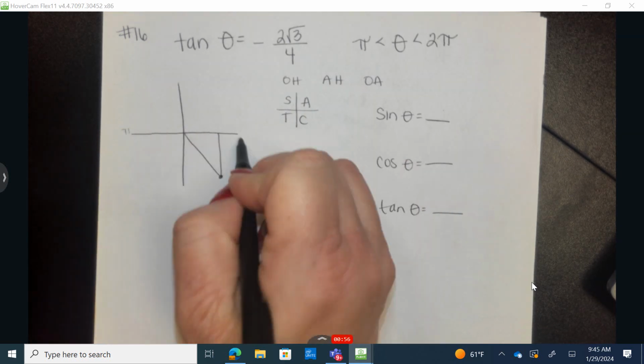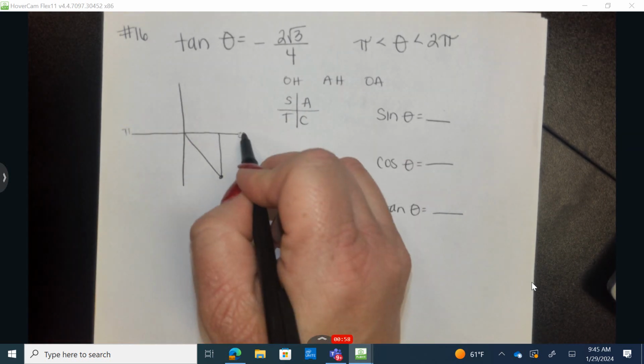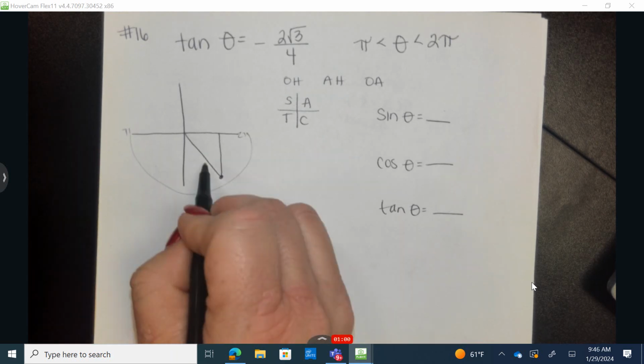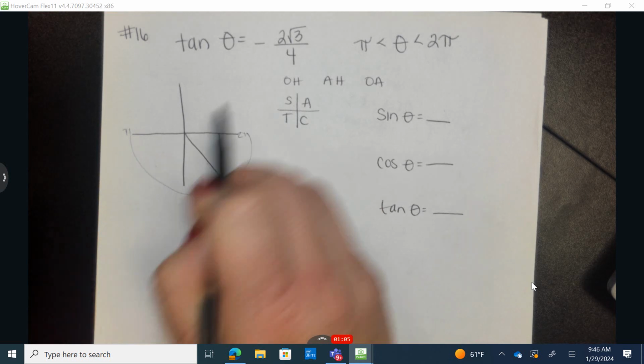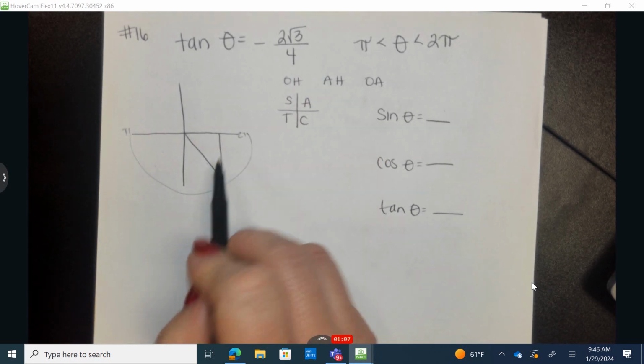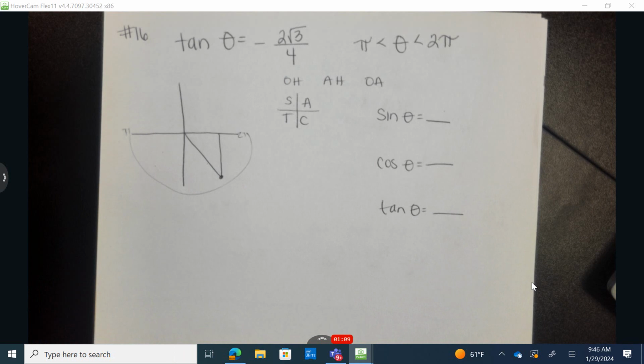Well, when we think about a unit circle, here's 0, here's pi, and here's 2 pi. So it's occurring in quadrants 3 or 4, but tangents are always positive in quadrant 3, and we can see that my value is negative that I'm provided. So quadrant 4 is where it lies.